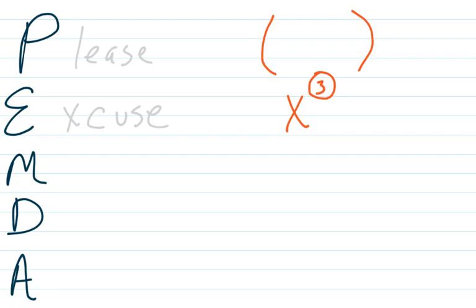Now, the next one is going to be M. Please excuse my. My is going to be to multiply. Remember, I always do a different symbol for multiplication, either this, that, or something like that. D for dear means divide. So you remember divide is going to be either a slash mark or the division sign.